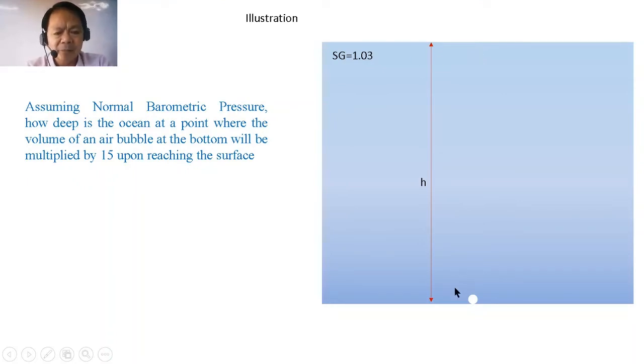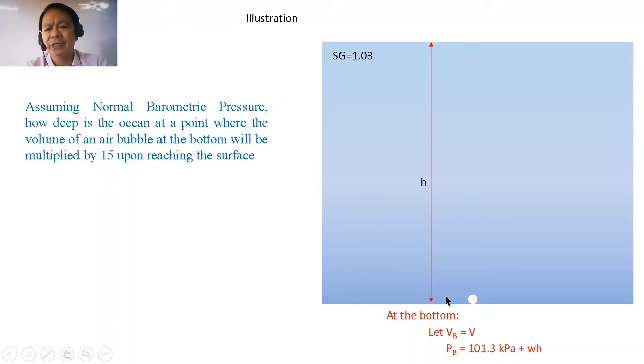So, kumbaga, nung nasa ilalim pa siya, assuming that the volume of the bubble is V. So, we will be expecting that at the bottom, there will be an absolute pressure, okay, which is equal to 101.3 kilopascal plus the pressure exerted by the fluid having a depth equal to height and a specific gravity of 1.03. So lalabas ang kanyang absolute pressure at the bottom will be 101.3 plus WH.